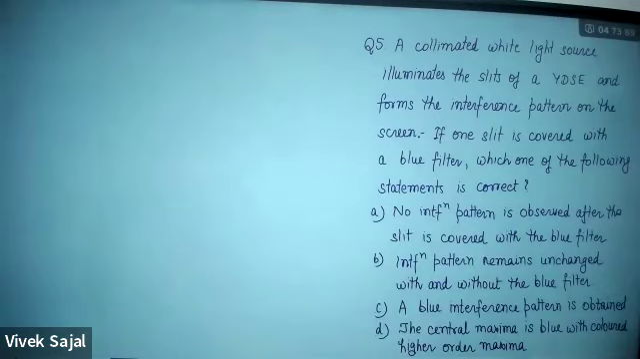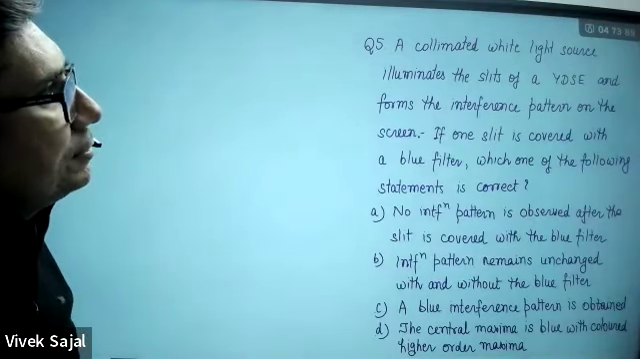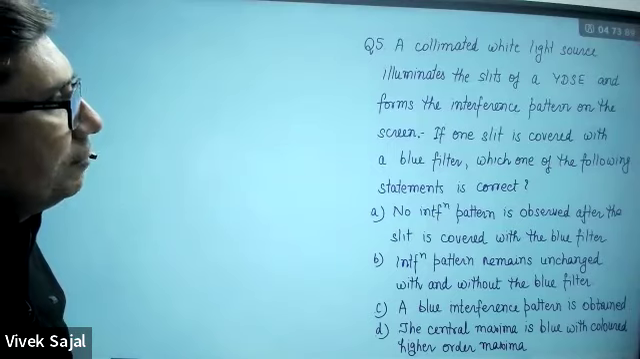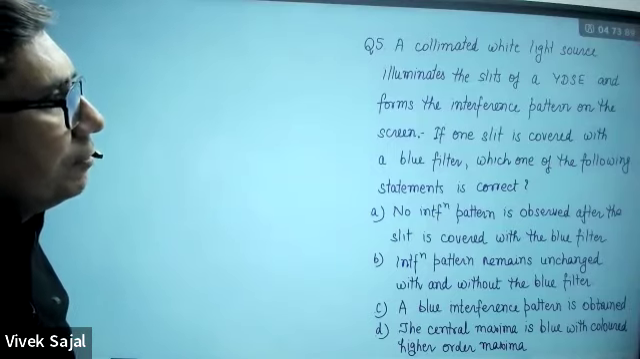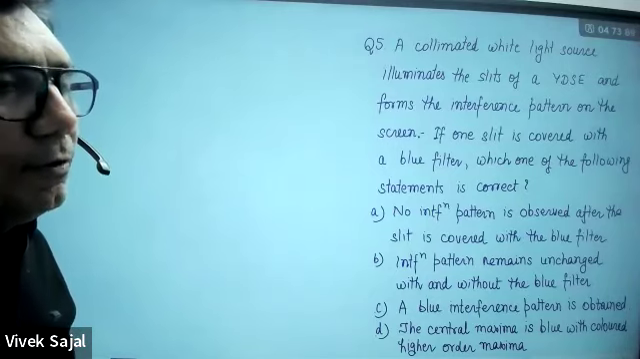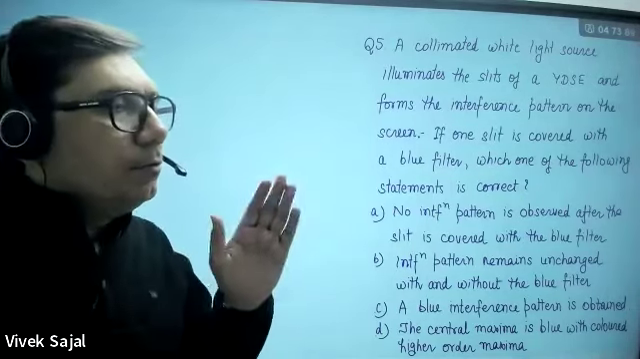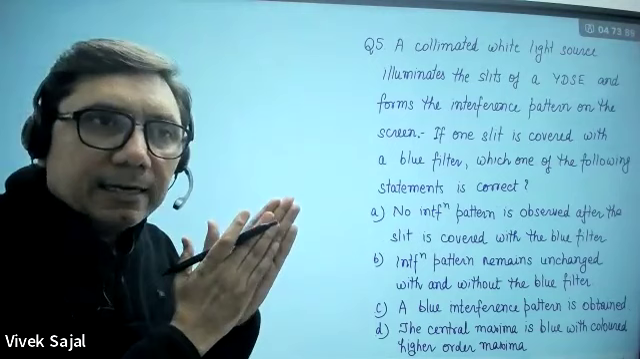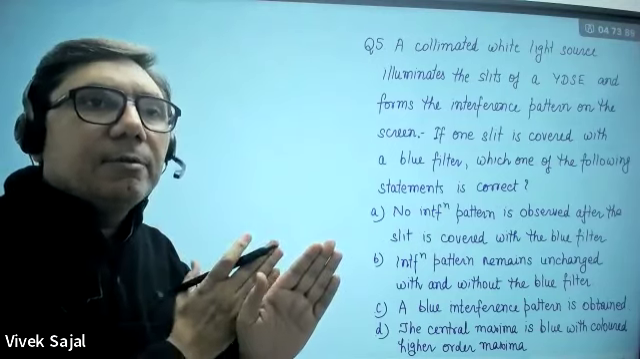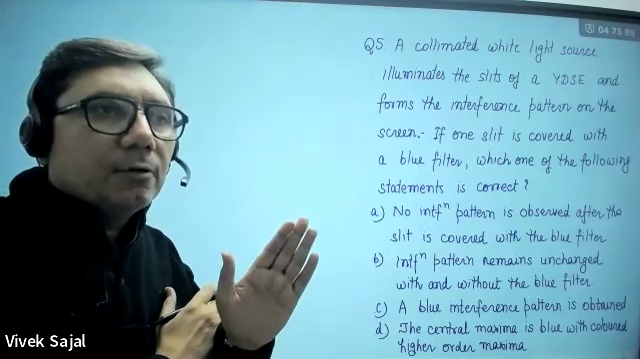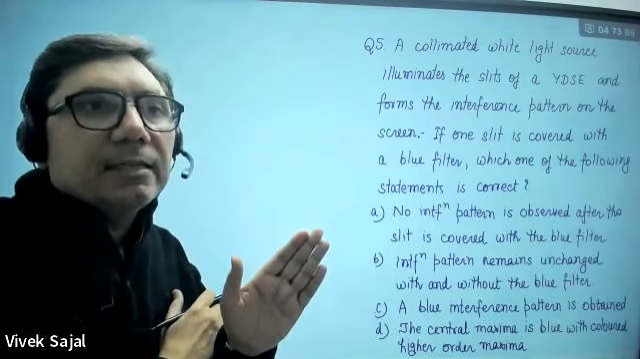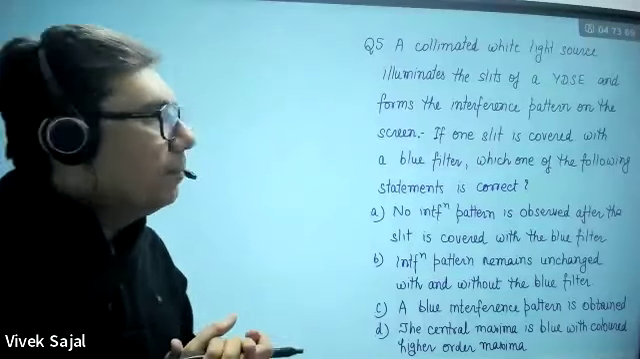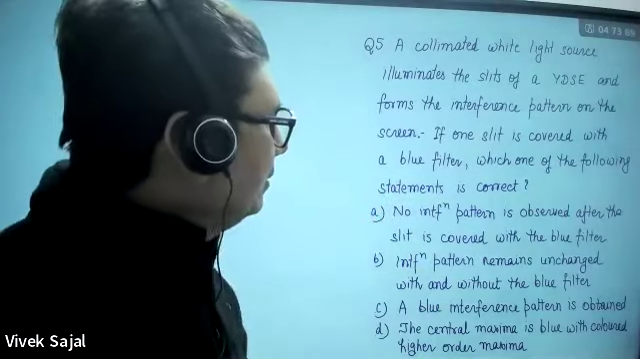A collimated white light source illuminates the slits of YDSE and forms the interference pattern on the screen. If one slit is covered with a blue filter, which one of the following statements is correct? So what will the blue filter do? A blue filter will allow only blue color light to pass, and other lights will be blocked. A filter allows only a particular wavelength, corresponding to blue light. So through this slit, only blue light will pass. You have to find which statement is correct.